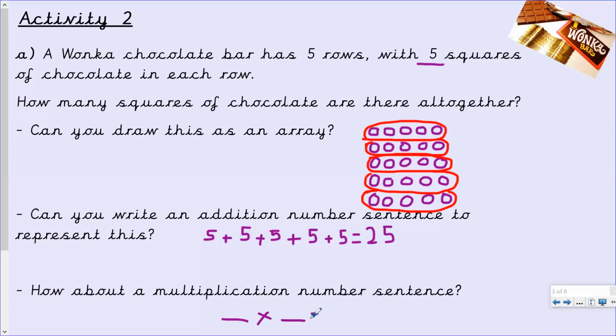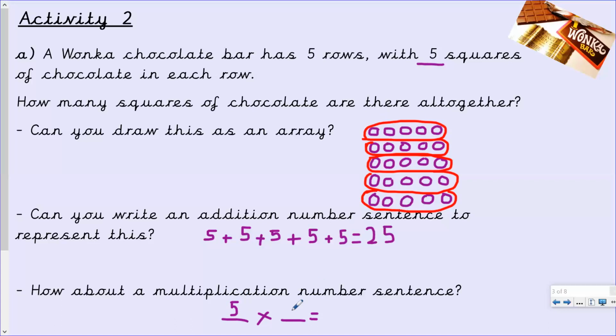Well, remember that the first number in a multiplication number sentence represents the number of groups, where we have 1, 2, 3, 4, 5 groups. And the second number in a multiplication number sentence represents the number of items in each group. How many items do we have in each group? 1, 2, 3, 4, 5.